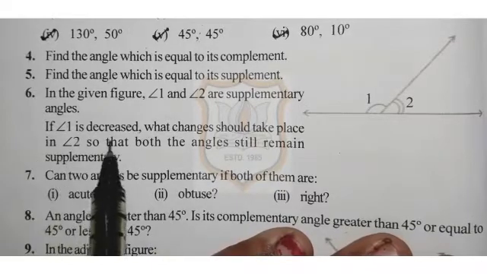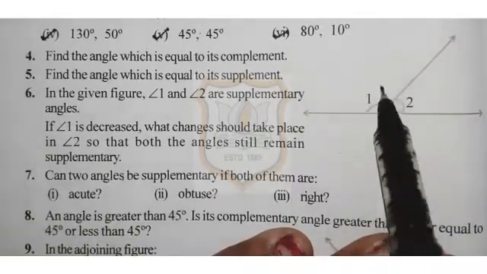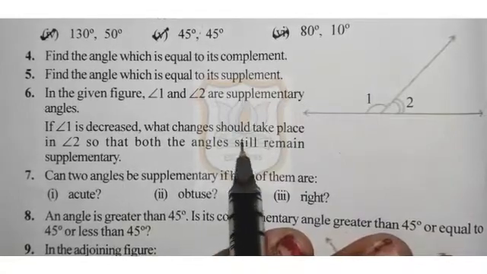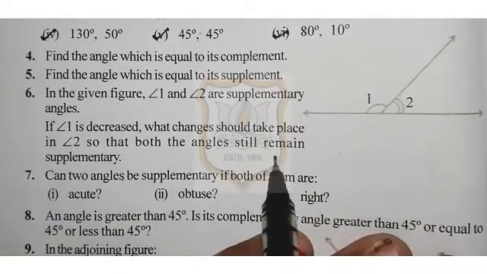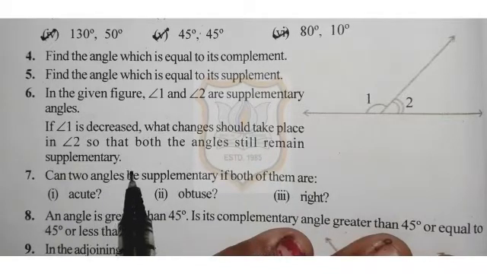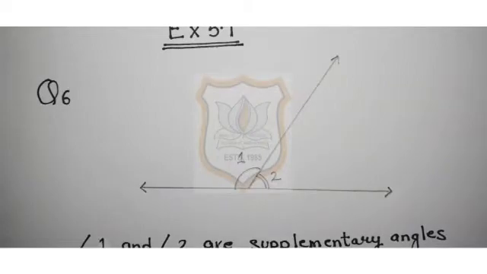If angle 1 is decreased, if I decrease angle 1, then what change should take place in angle 2? And do both the angles still remain supplementary or not, that also you have to tell. So students, let's solve question number 6 of exercise 5.1.